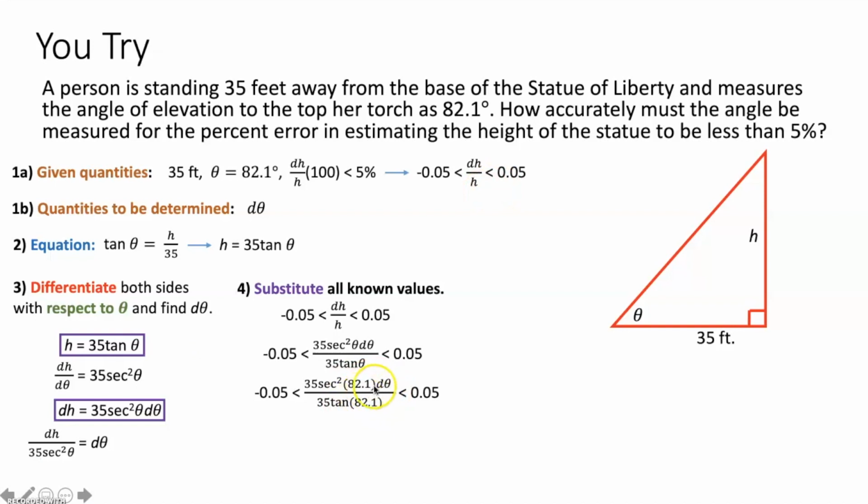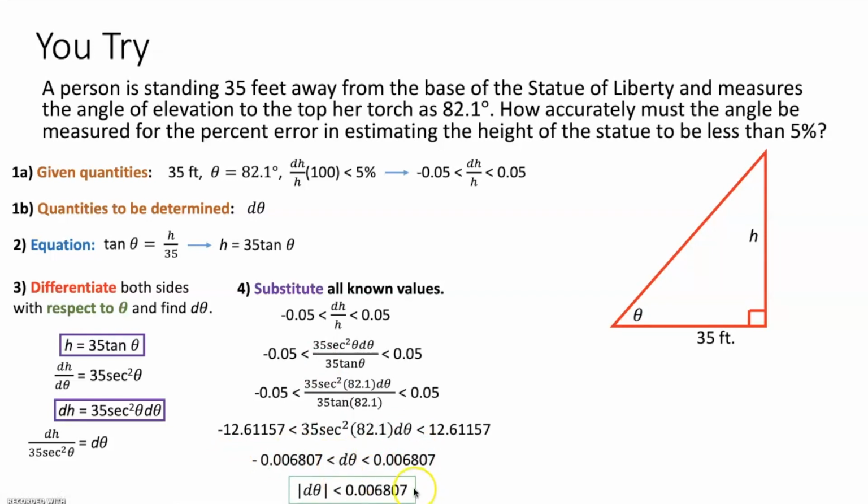Now, let's solve this inequality for d theta. So we plug this denominator in our calculator right here, 35 tan of 82.1 degrees. Make sure that's in degree mode. We get that value, and then we multiply it to each of these numbers over here, negative 0.05 and positive 0.05. We then have to get d theta all by itself, so we're going to divide all three parts of this inequality by 35 secant squared of 82.1 degrees. When we do that, we get that d theta has to be between negative 0.006807 and positive 0.006807, which, if we wanted to write this another way, we could just say that the absolute value of d theta has to be less than 0.006807.